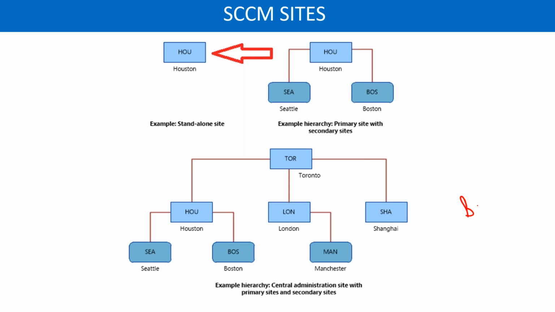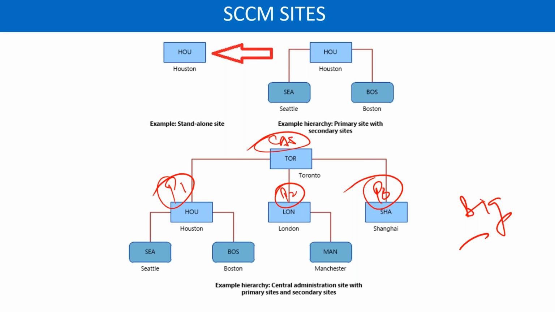Now the third one is for big size companies like Accenture, Deloitte, IBM, wherein you have more than one primary site: primary one, primary two, and primary three. Big size organizations: Accenture, Deloitte, HCL, Cognizant, Capgemini. You will have CAS on the top. When you have more than one primary site, only then you need CAS, the central administration site. Central will be sitting on the top of the hierarchy. All primaries will report to central, and the secondary will report to its respective primary.